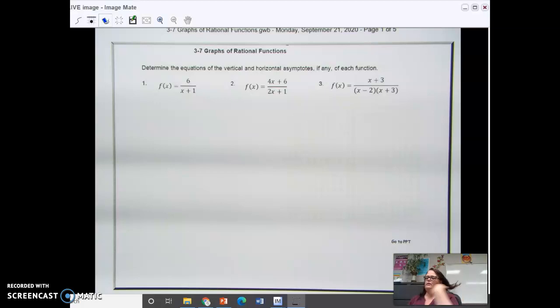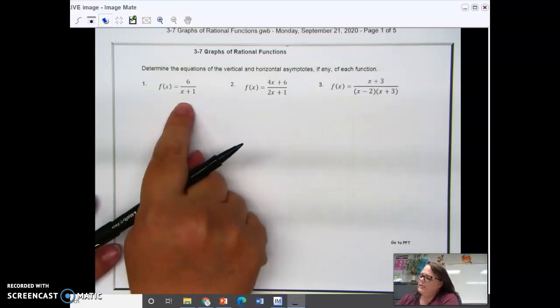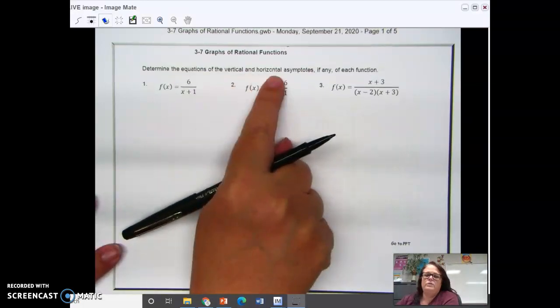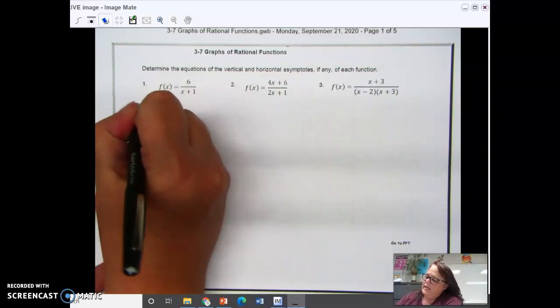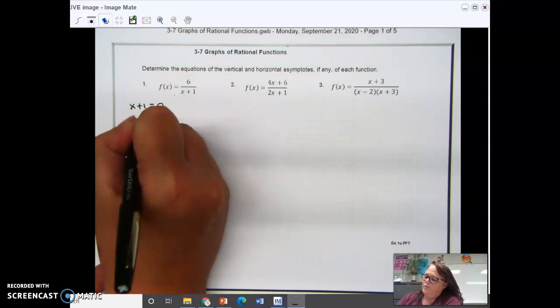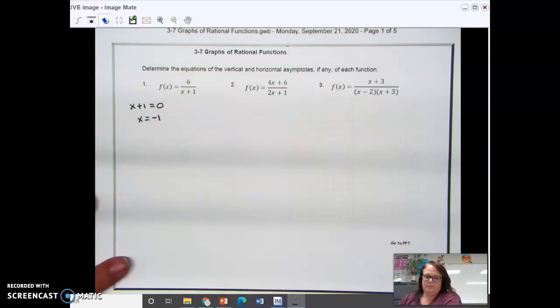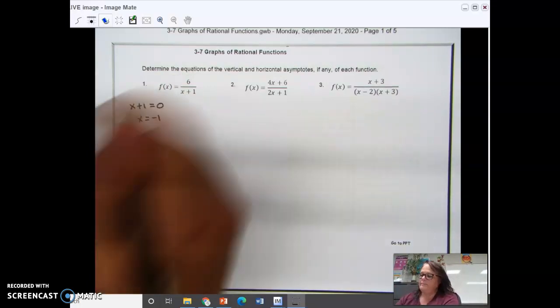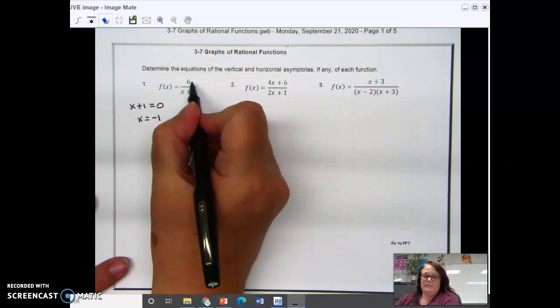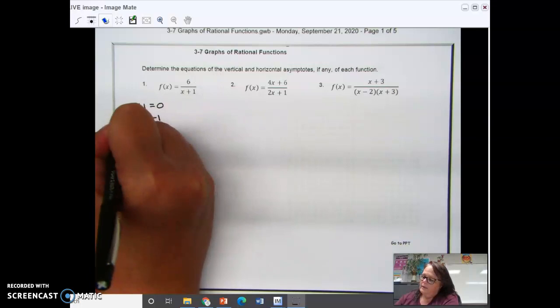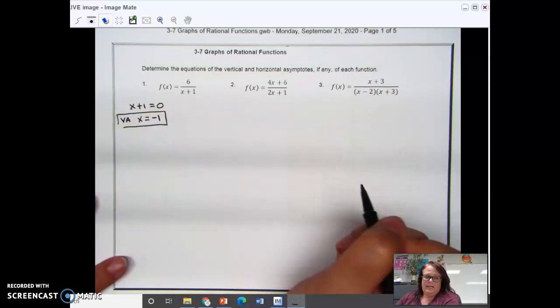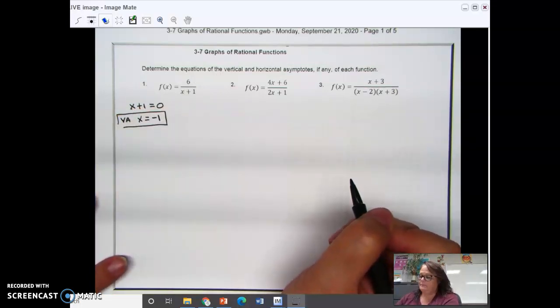All right, so if we take a look at this first example, it does ask me to find any vertical and horizontal asymptotes. So in this first one, do you see that if I set x plus 1 equal to 0, the function is undefined when x is equal to -1. Now, there's no way to cancel it with the 6, and so my vertical asymptote is going to be x is equal to -1. That's a vertical line.